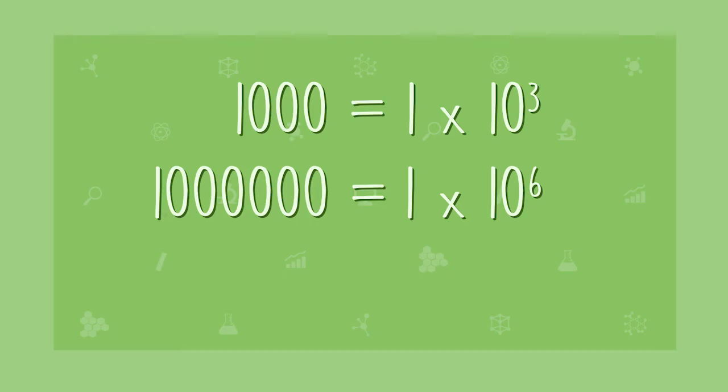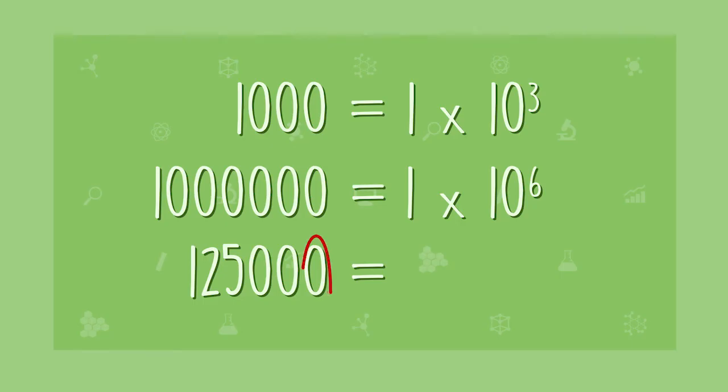Now let's have a go at a number that doesn't convert neatly to a 1 times something. For example, 125,000. So there's the decimal point, and I need to move it so that 125,000 becomes a number between 1 and 10. If we move it back 3 places, we get 125, which is not between 1 and 10. Going back 1 more place, that gives us 12.5, which is still not what we want. But back 1 more, and we get the number 1.25, which is between 1 and 10. So we write 1.25 times 10, and the exponent must be 5 because we moved the decimal point back 5 places.